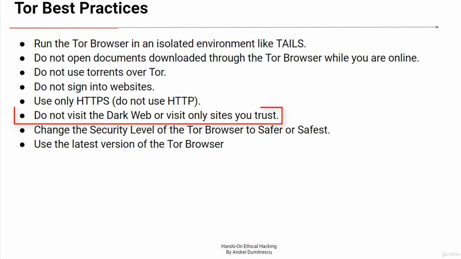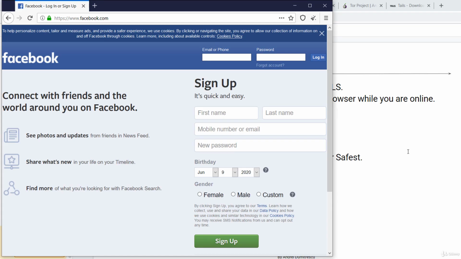Do not visit the dark web or visit only sites you trust. The dark web is the criminal's heaven. Many sites will try to infect you with malware. Do not click on ads or random links. Change the security level of the Tor browser to safer or safest.